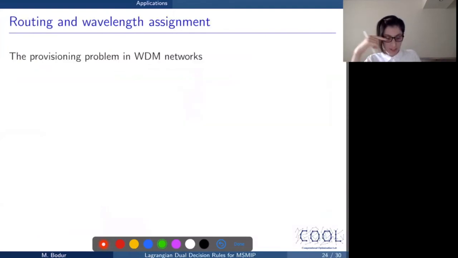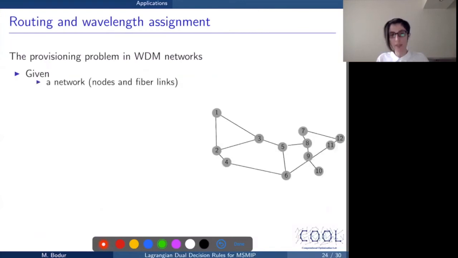So next up, I would like to quickly tell you about this telecommunication problem. This is basically the so-called RWA problem, which is from this telecommunication area, and it is the main provisioning problem in these structured backbone networks. What this problem is about is we are given a graph, a network, which consists of a bunch of nodes, but also some fiber links. So it's not like our usual graphs.